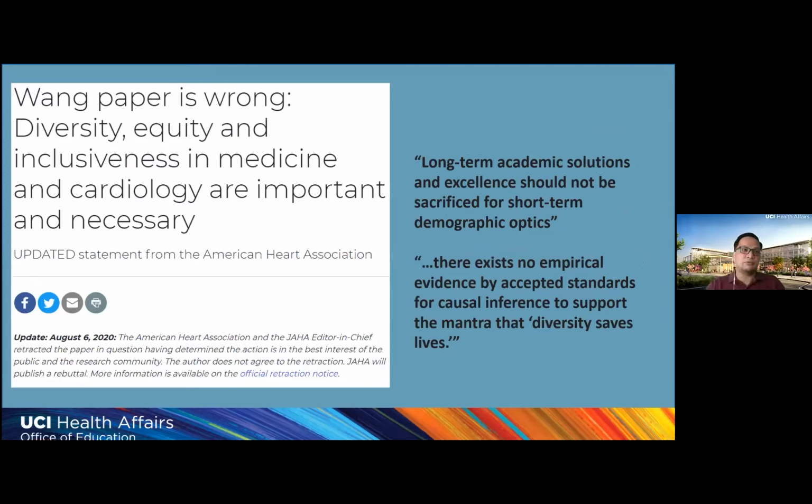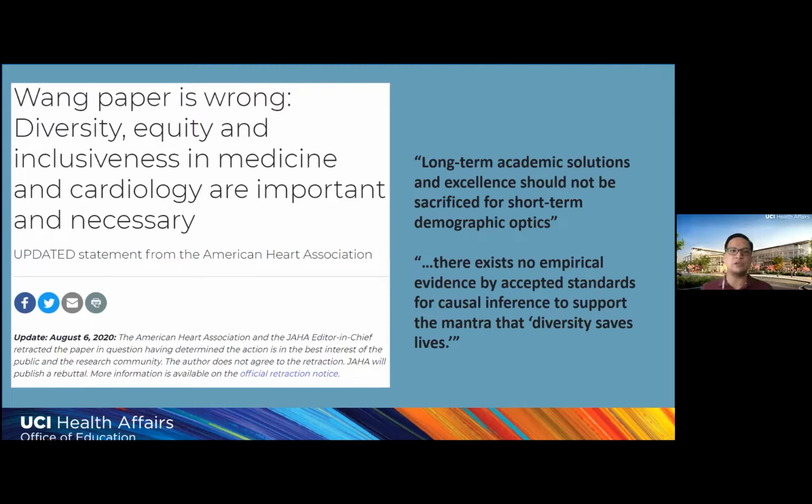Another example over the past year came from the Journal of the American Heart Association, where an author submitted what was called a white paper to the journal, talking about holistic review and affirmative action, which Dr. Worsham will get into a little bit later. So the quotes here are from the article itself in the journal, speaking about affirmative action and diversity, that long-term academic solutions should not be sacrificed for short-term optics.